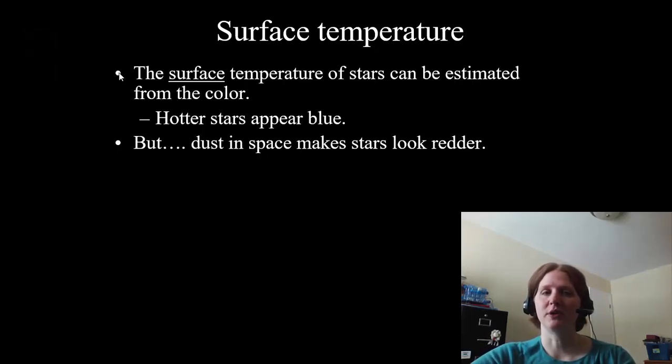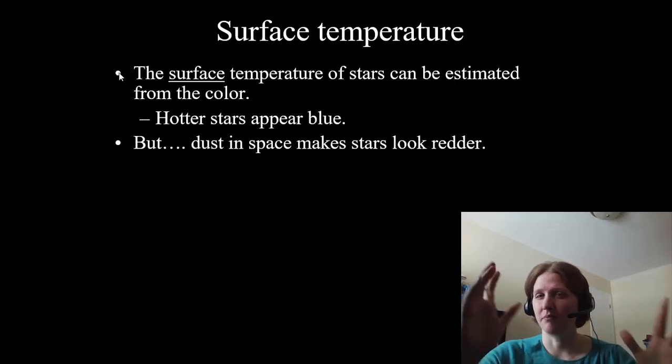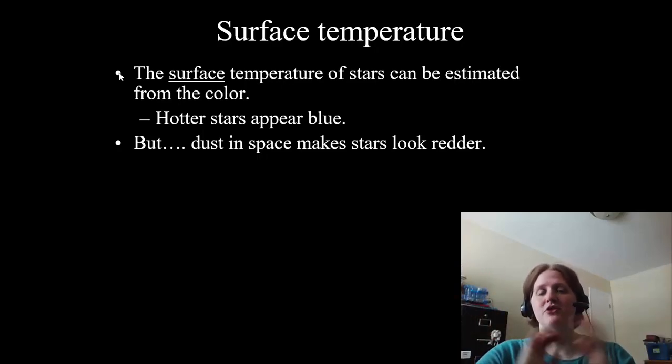Hotter stars appear bluer, cooler stars appear redder. And from the laws of thermal radiation, we could actually find the surface temperature of a star. And so we should be able to end talking about surface temperature right now. We should have already figured this out. We're good, right?